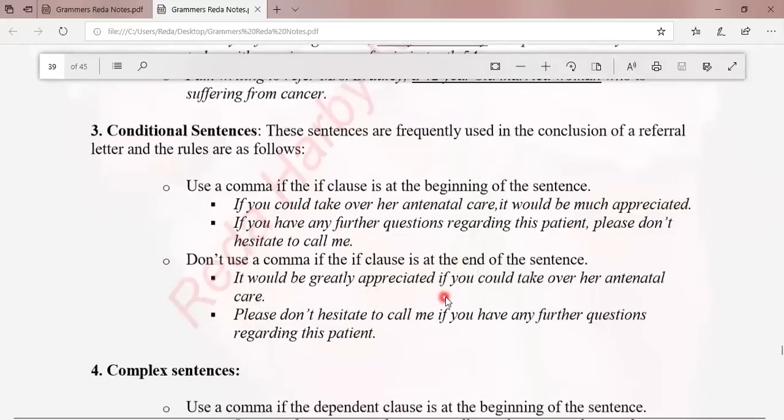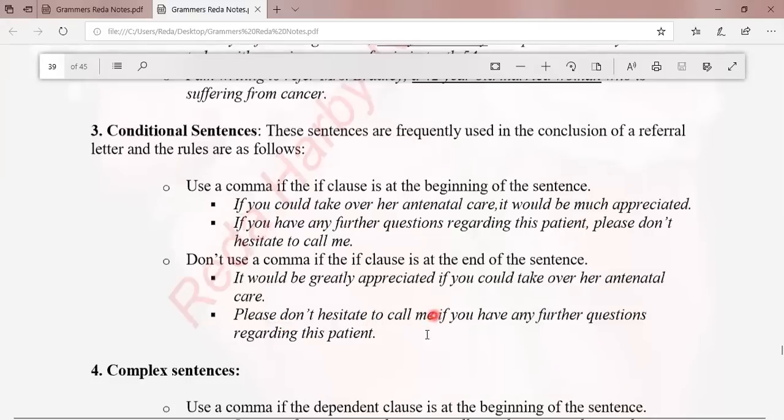But if, don't forget this, very nice. If in the beginning, if you have any queries, comma, please. But don't use comma if the if clause is at the end of the sentence, like this: It would be greatly appreciated if you could take over her antenatal care. Please do not hesitate to call me.